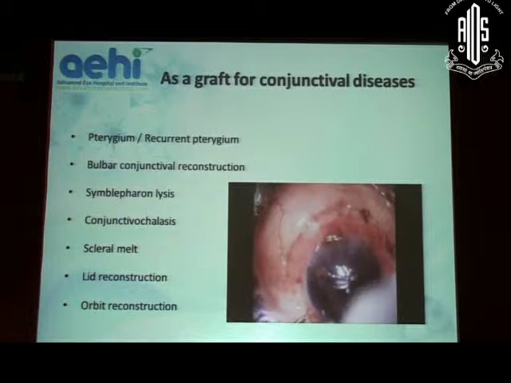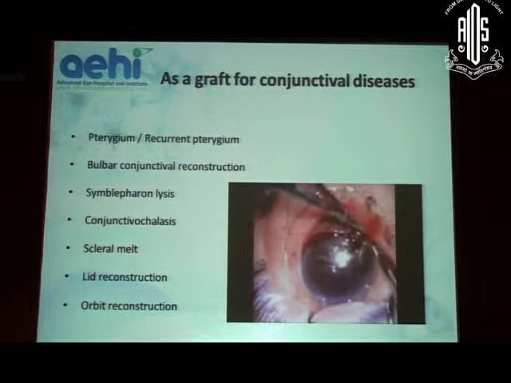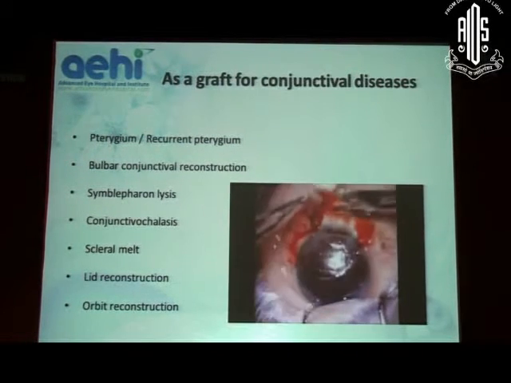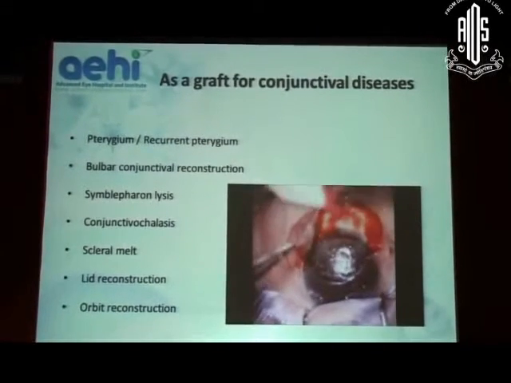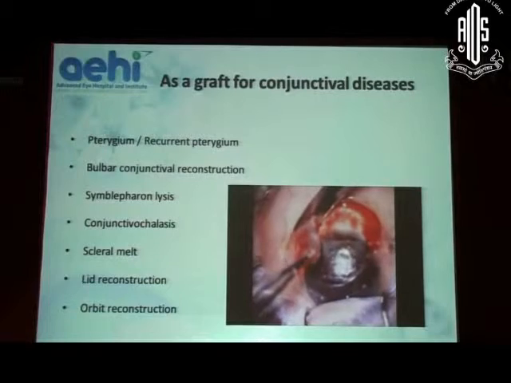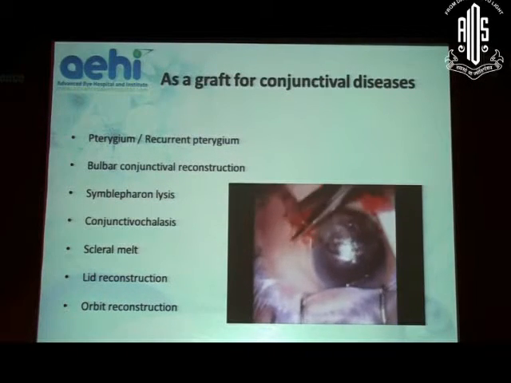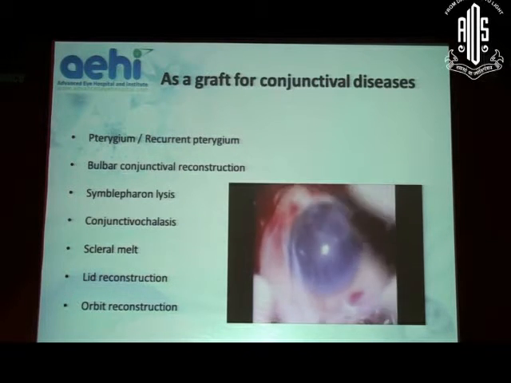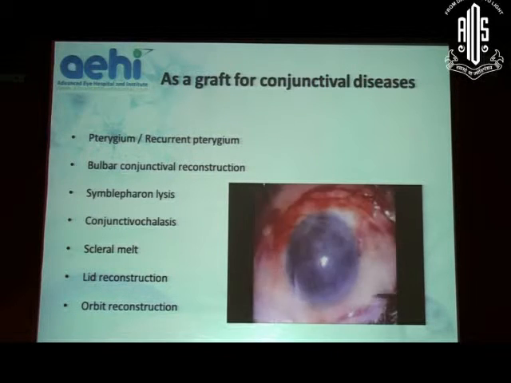Now, when we talk about different conjunctival diseases where amniotic membrane has a role, the most common of which in everybody's practice is a pterygium surgery, where sometimes when we are dealing with recurrent pterygiums, we take the help of amniotic membrane besides probably conjunctival autograft. Now, for example, in this patient, I did not take an autograft, but I just used the amniotic membrane and pulled the conjunctiva over it, and it actually worked pretty well.